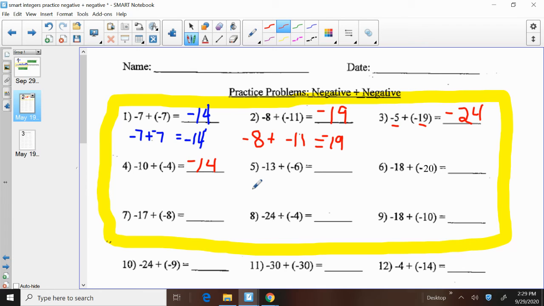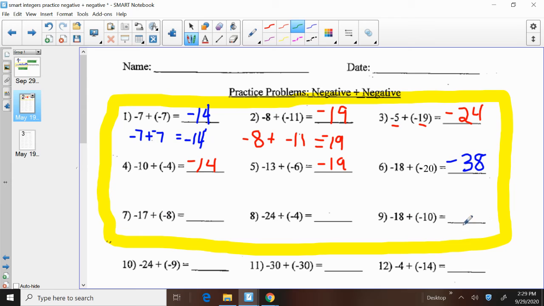And here I go. I have negative 13 plus negative 6. I'm adding two negative numbers. So my answer is going to be negative. 13 plus 6 is 19. So my answer is negative 19. All right, let's change up color because I haven't done that in a while. Adding a negative 18 plus a negative 20. So again, two negative numbers I'm adding. So I know my answer is going to be negative. What's 18 plus 20? 38. So my answer is negative 38.